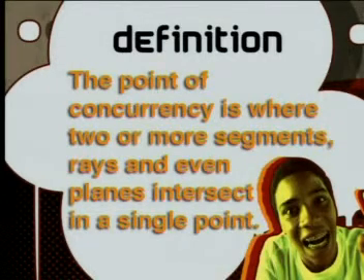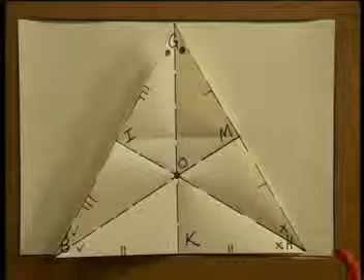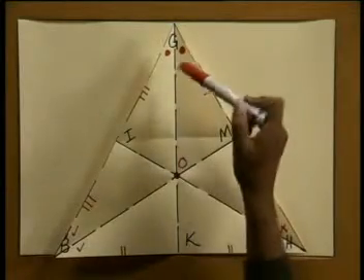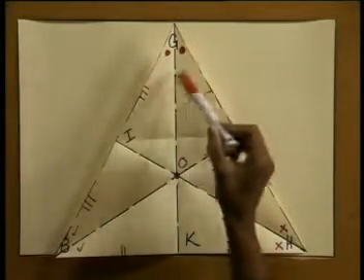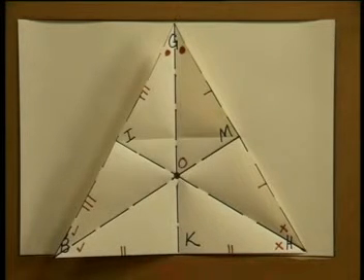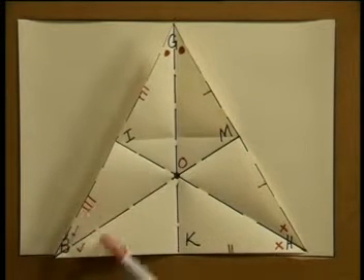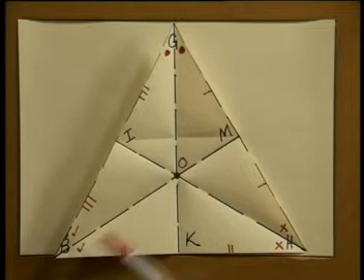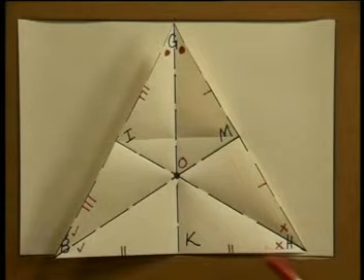Now I want to have a look at the relationship between the lines of symmetry and the angles at the vertex in an equilateral triangle. Let's go back to our model. Do you remember that our line of symmetry has bisected the angle at the vertex and passed through the midpoint of line BH? And this is the same for all the lines of symmetry. They have bisected the angles at the vertex and passed through the midpoint of the opposite side.